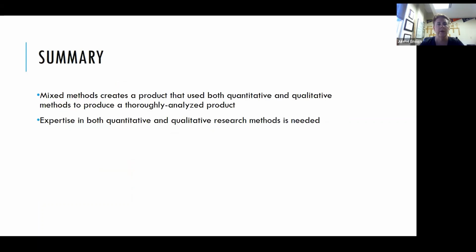Okay, so just in summary, mixed methods creates a product that uses both to provide a thoroughly analyzed product. And you do need some expertise in each of these to make it work.